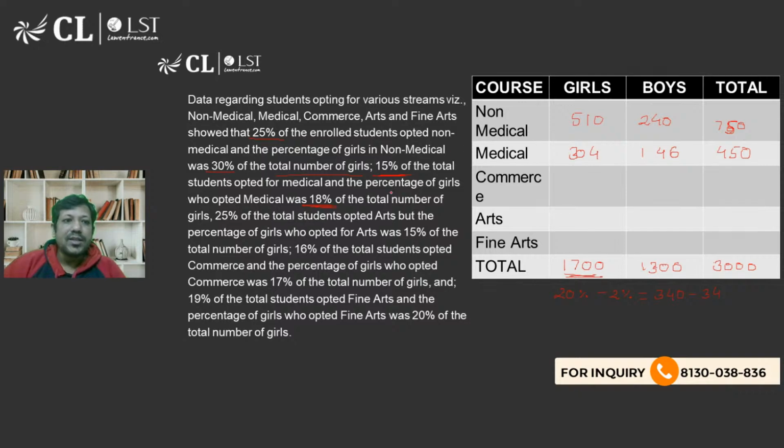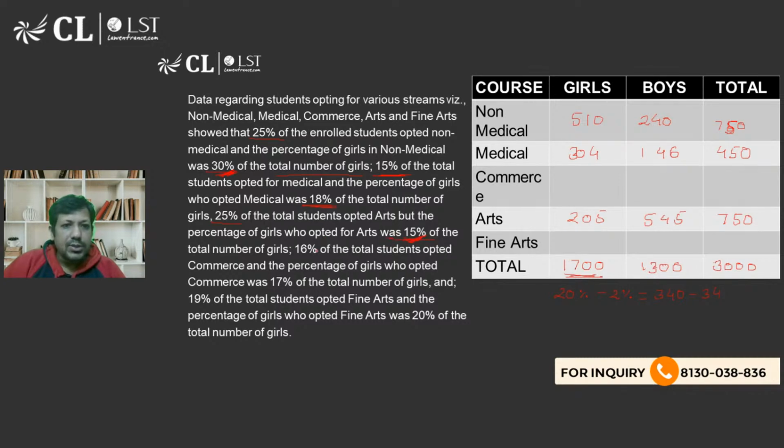So this information I have used. What does it say? 25% of total students opted for arts. So 25% we have already calculated, that is 750. But the percentage of girls who opted for arts was 15%. If we see, 30% of girls we have already calculated, so 15% of the girls is going to be half of those girls, so that is going to be 205. So what is the total number of boys we are going to have? That is going to be 545. So this is what we have figured out so far.